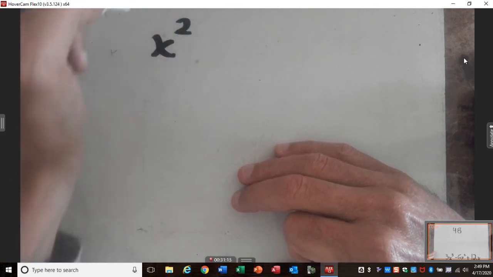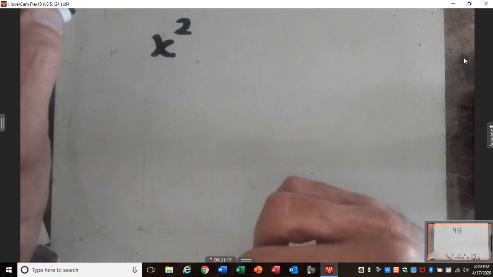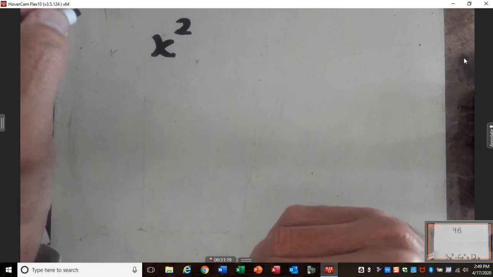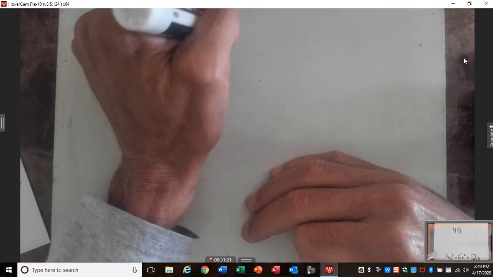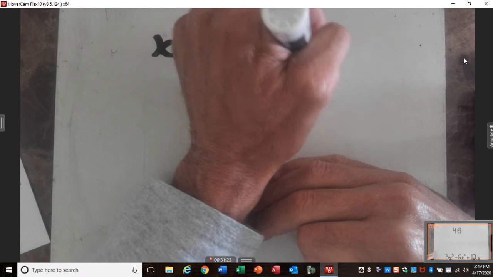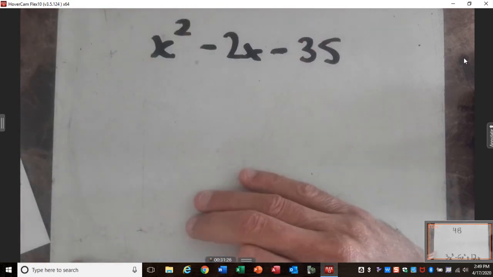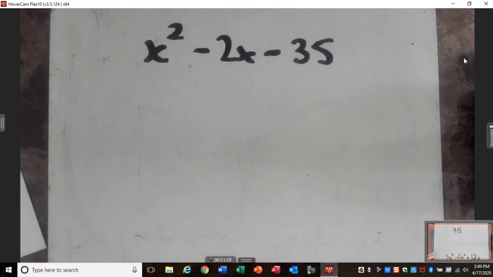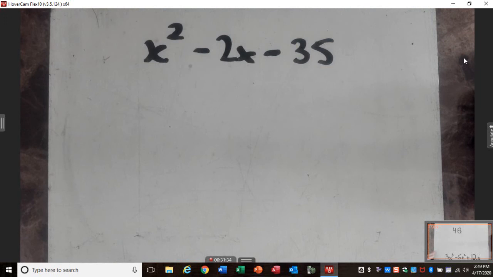X squared, minus 2x minus 35. I'm actually going to just make one up for us real quick. I would like you to try this one. I have my notes here, right? Everything's written out, and I'm going to just add this one.